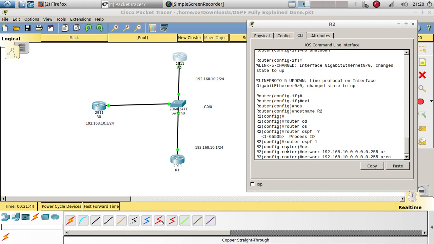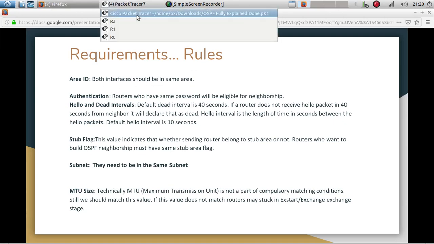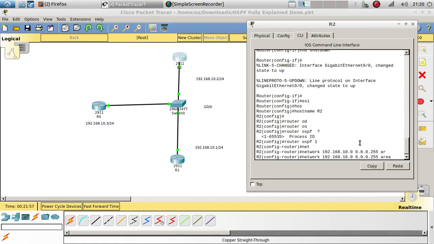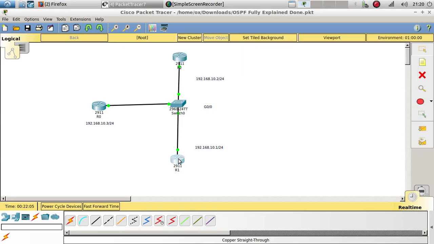Let's see what we were talking about. So area ID: both interfaces need to be in the same area. So we're going to verify that it works. So let's put this in area 0. We can even just copy this because they're all in the same network.